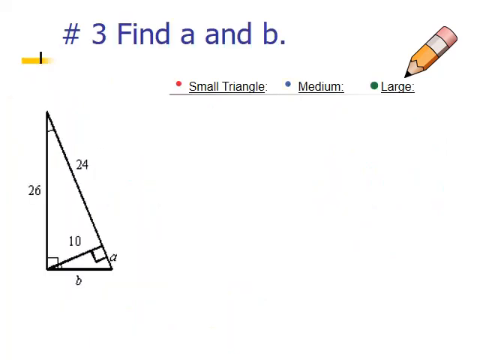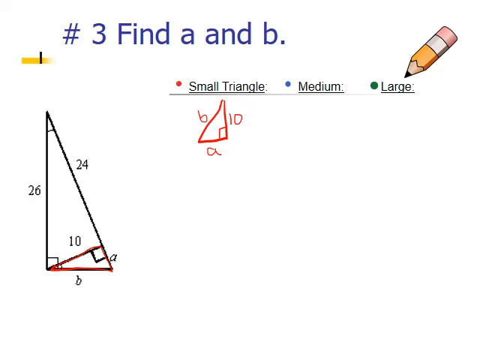We're going to start with drawing our small triangle, labeling our right angle. Our small triangle in our original image is this one that I highlighted in red right here. Our short leg on our small triangle is A units long, our hypotenuse is B units long, and our long leg is 10 units long.